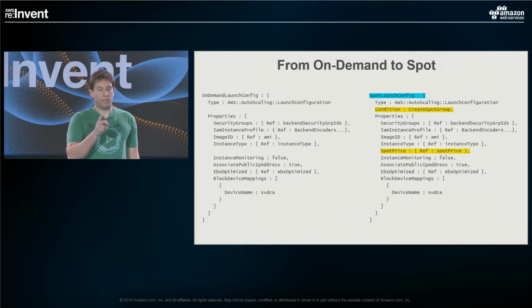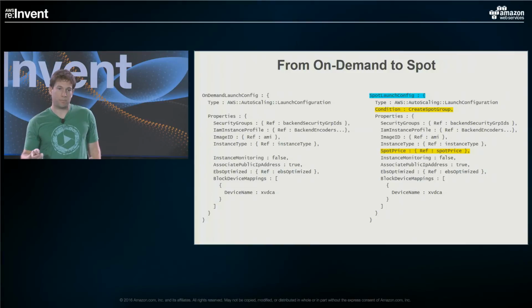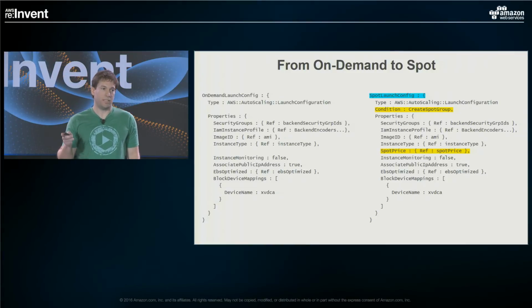If you look between what's on the left and what's on the right, very little has to change to move from an on-demand instance to a spot instance. Basically, you just have to tell the launch config, this is supposed to be spot. And then you have to specify the spot price. So the spot price is that bid price that we talked about.